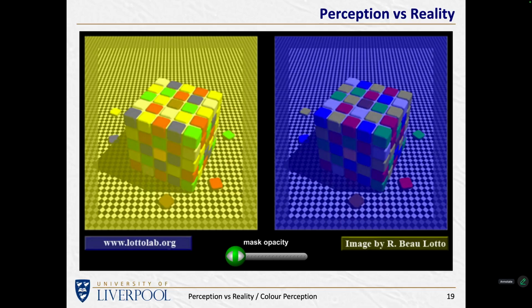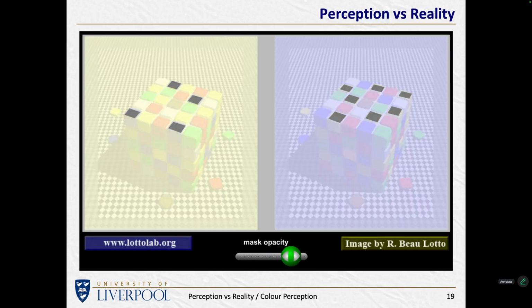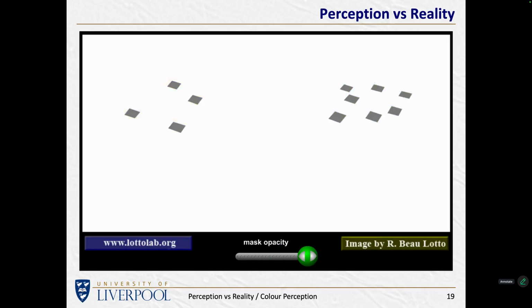So what I'm going to do is take away all of the pixels other than those 4 tiles on the left and the 7 tiles on the right, and we'll see what they actually are. So let me take away all the other pixels. That is what you are actually looking at. When you thought that they were the blue tiles on the left and the yellow tiles on the right, they're actually all grey. And they're actually exactly the same shade of grey.